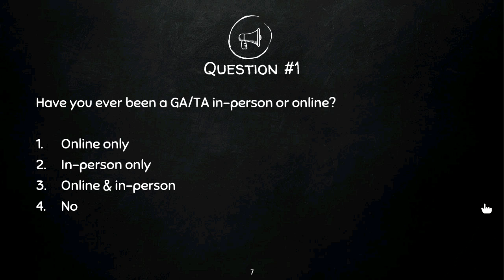I've posted the poll now. A pop-up should have come up so you can select your answer. I can see the responses are coming in now. The poll is empty. You can also put your answer in the chat if it's not working. But the answer number 1 is if you've been a GA online only, 2 is for in-person only, 3 is online and in-person, you've done both, and then 4 is you've never been a GA or a TA.